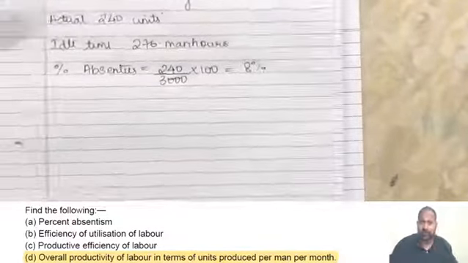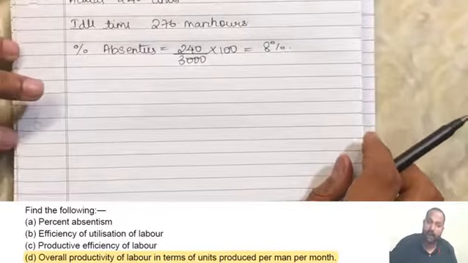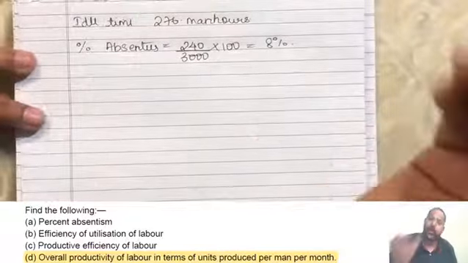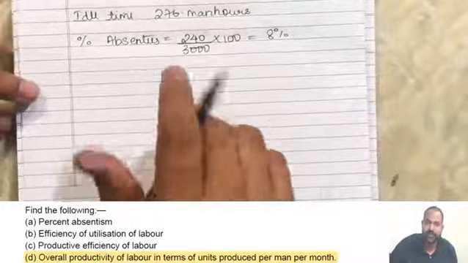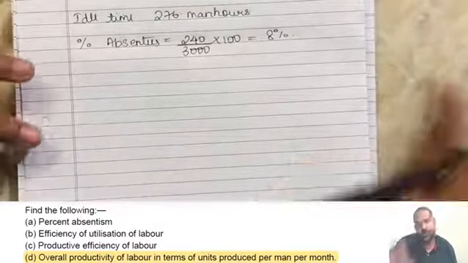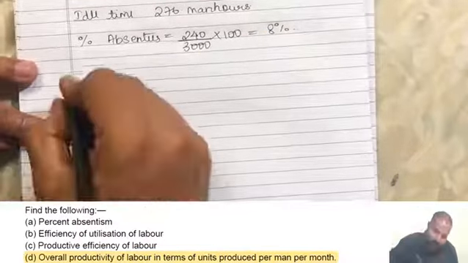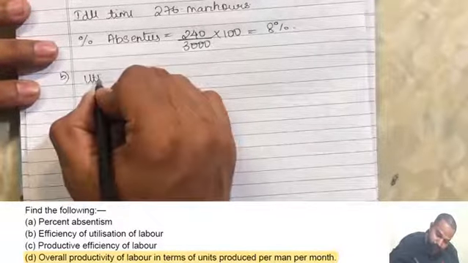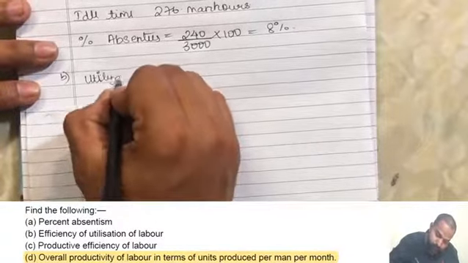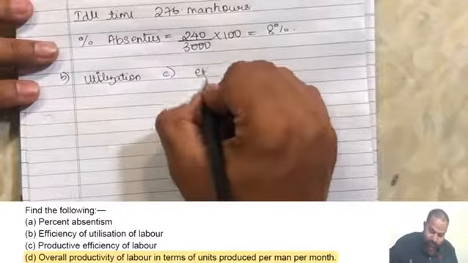This is exactly like the steel plant question. They are asking you to find efficiency of utilization of labor and productive efficiency of labor. You know what? These are two ways of just saying the same thing. Efficiency of utilization means utilization, and productive efficiency is nothing else but efficiency. So they are asking you to find B, utilization, and C, efficiency.